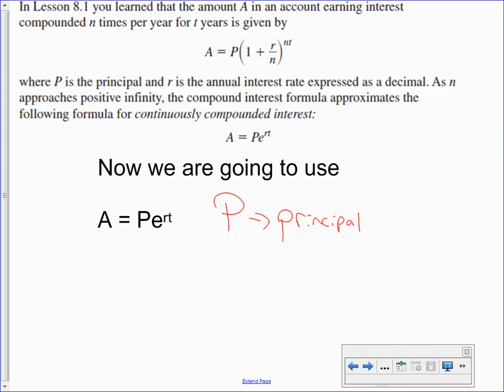So when it says the principal, that's kind of like the exact same thing as the initial amount. If you go to start a savings account, your principal might be $500, or $20, whatever you've got. The R is still your rate, as a decimal again. That is still that value.